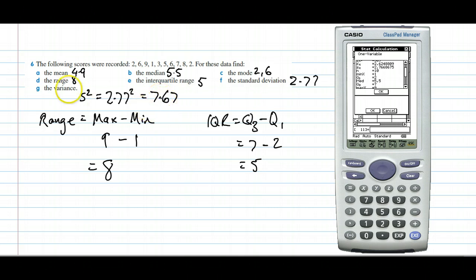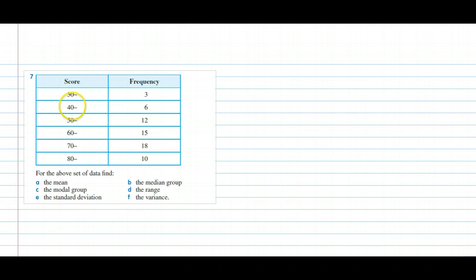So there we go. That variance is 7.67. So when you use a calculator, it's pretty easy to find all of these values. Alright, on to the next question now. Okay, so here's question 7.